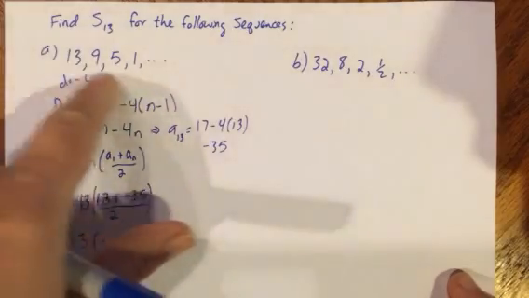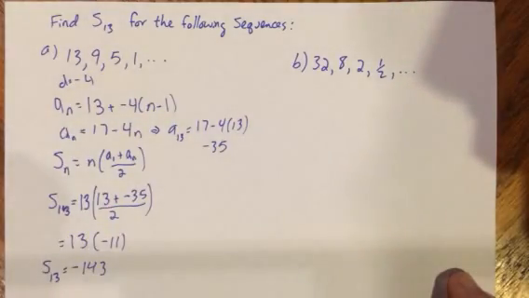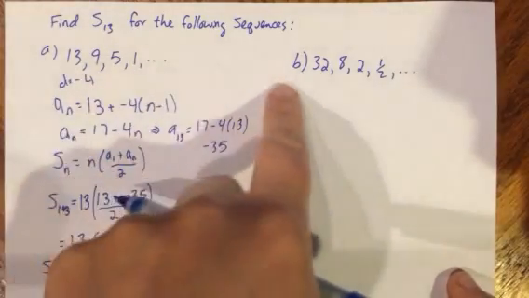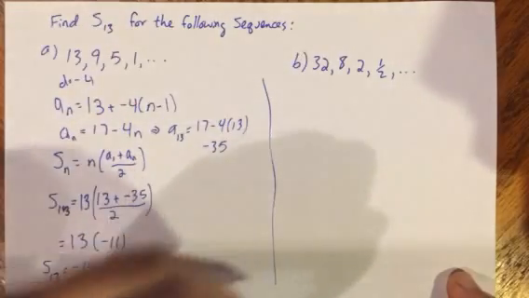So if I added all of these up, the first 13 of them, it's going to be a pretty large negative number. That's because once we get past the first 4, they're all starting to get pretty large negative numbers. Okay, so let's do the second one.